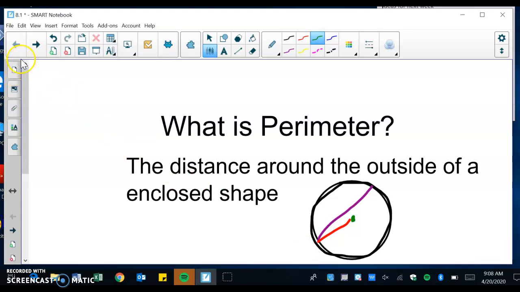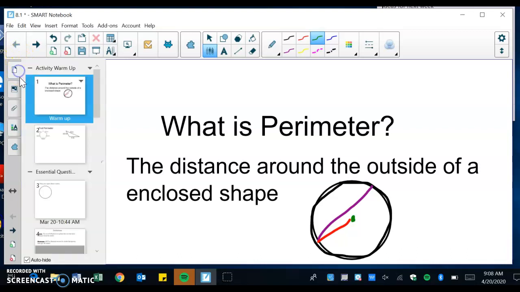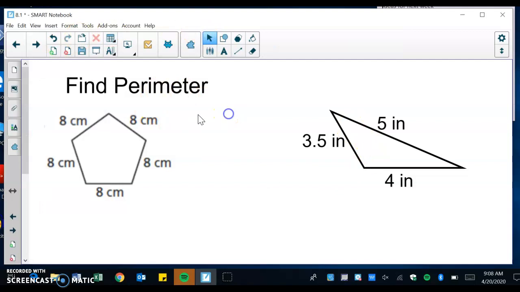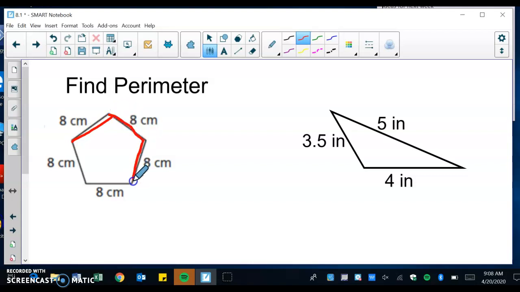Perimeter is the distance around the outside of the enclosed shape. So perimeter, all around the outside. So you're just going to add. So there's 8, plus 8 is 16, plus another 8 is 24, plus another 8 is 32, plus another 8 is 40. So this is 40 centimeters.